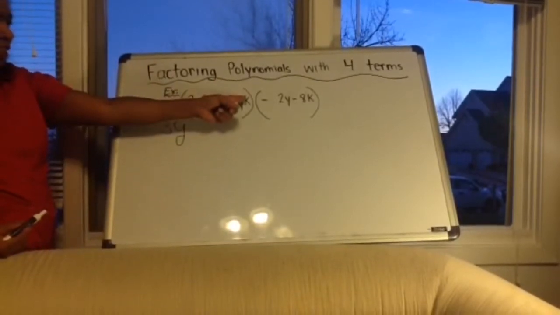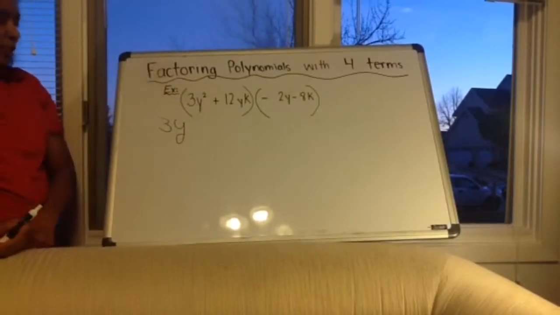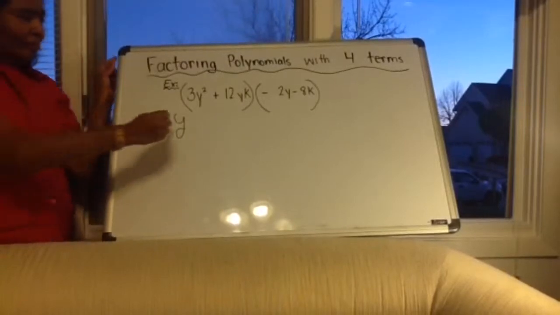K appears in the second term. There is no k in the first factor. So as a result, the common factor for the first group is 3y.